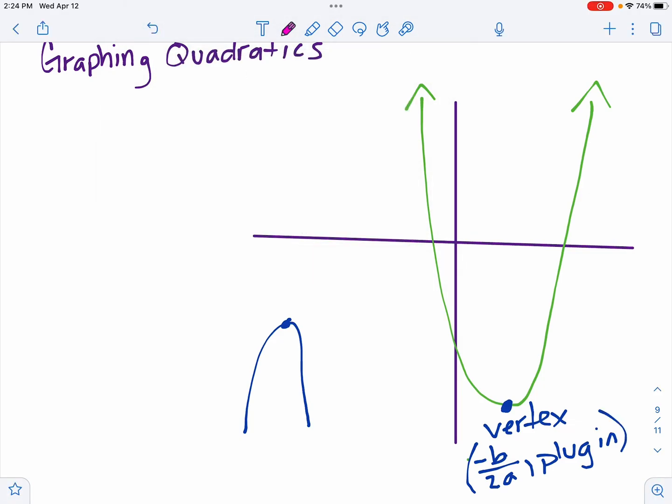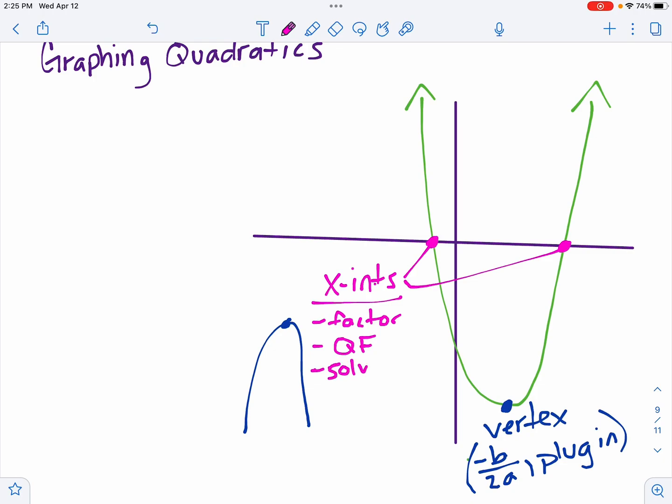We also have these lovely points, which you should be very familiar with. What did we call those? Those are the x-intercepts. Now, when we have x-intercepts, how do we find those? We learned several methods to find the x-intercepts. One option is factor. Another option is quadratic formula. We have just solve by square roots. That's if there's no b value. And then we have complete the square.